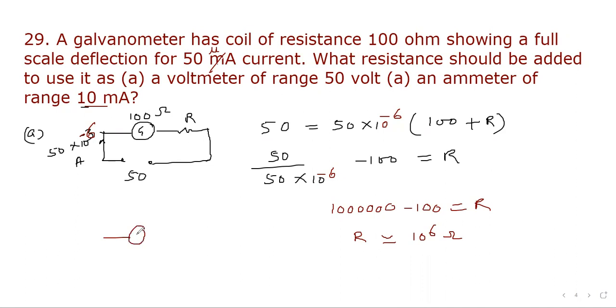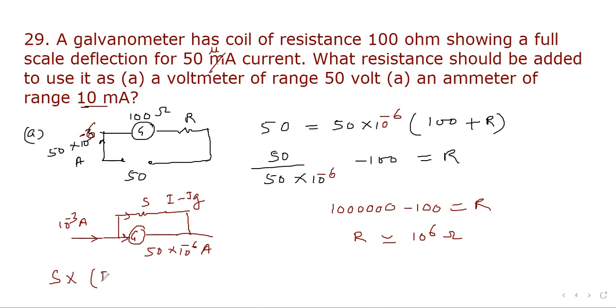Now, when we have to convert it into an ammeter of range 10 milliampere, the circuit will look like this. This is the galvanometer. There is a shunt resistance here. Suppose this is S. Here, the total current is given as 10 milliampere, 10 power minus 3 ampere, and the current that passes through the galvanometer is 50 into 10 to the power minus 6 ampere. The remaining current, I minus Ig, will pass through this. If we apply KVL here, we can say S times I minus Ig equals 50 into 10 to the power minus 6 times the resistance of the galvanometer.